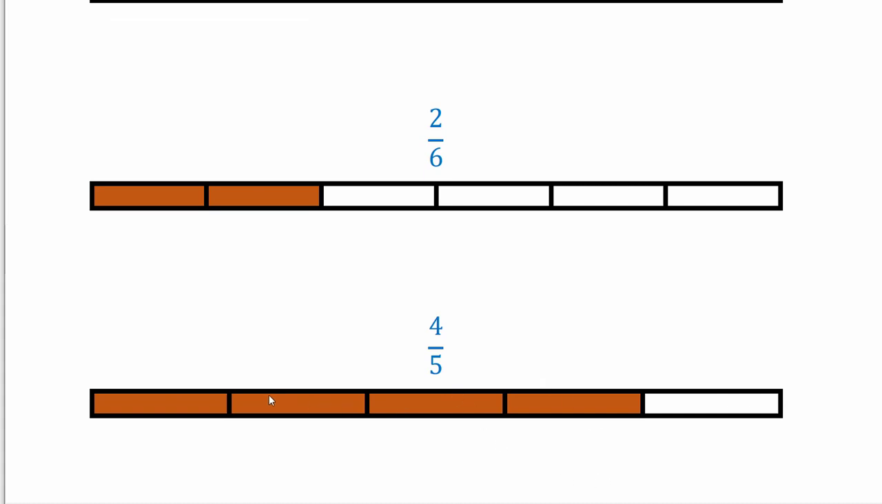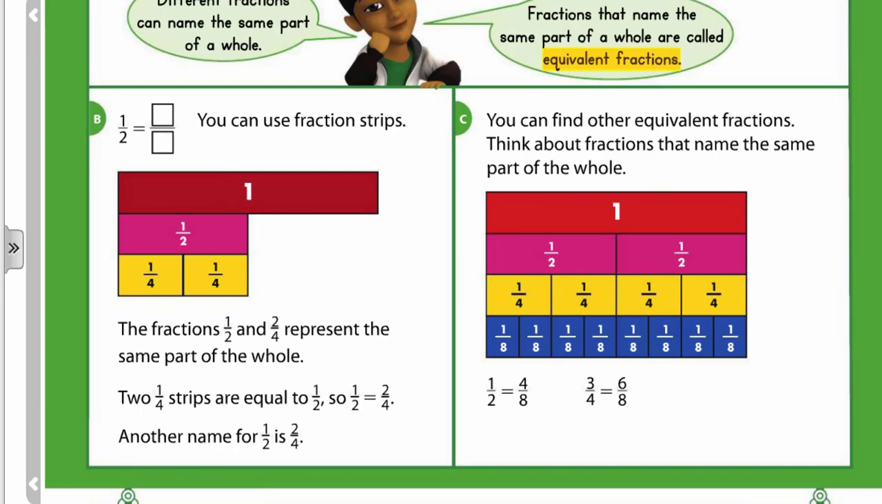And if we need to represent 4/5, so we divide it into 5 parts and shade 4 of them. So these are strips. Let's see here the strips that we are using. We need to represent 1/2. So this is the whole one, and down here we have 1/2. So this is 1/2.